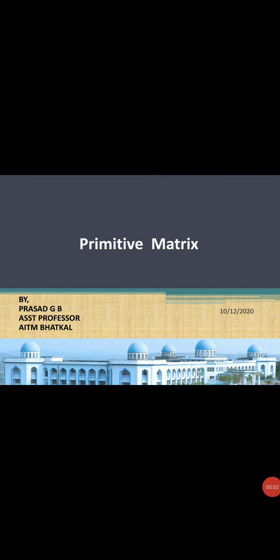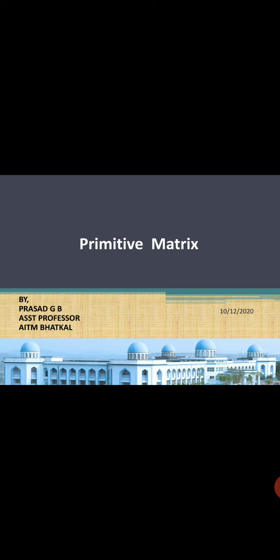Hello students, today we are going to see the primitive matrix. In the previous classes, you have seen different types of matrices, that is A cap, A, incidence matrix, bus incidence matrix and all. Those matrices are related with elements and nodes. Incidence matrix is an element to node matrix, and bus incidence matrix is the element to nodes matrix which does not have the reference node. Today we are going to see the primitive matrix.